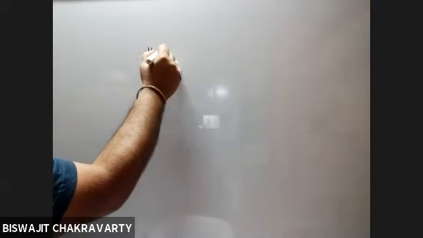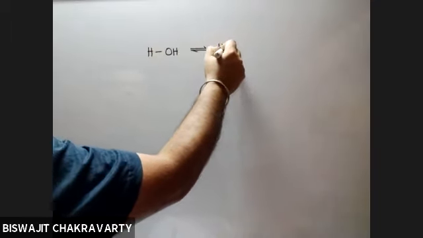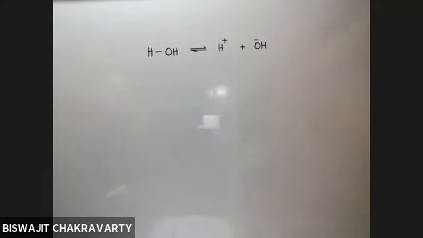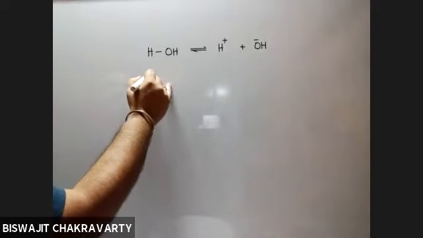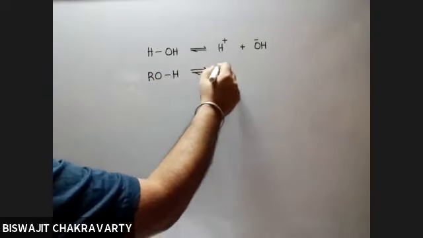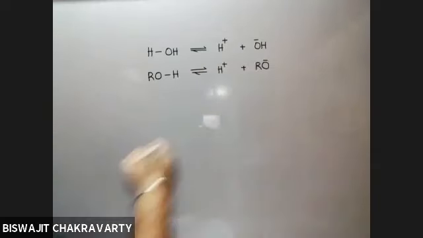Okay. Now, my question goes to everyone, and individually I'll ask you because not all of you are participating. Water loses H plus ions to produce H plus and OH minus. Alcohols lose H plus ions to produce H plus plus RO minus.